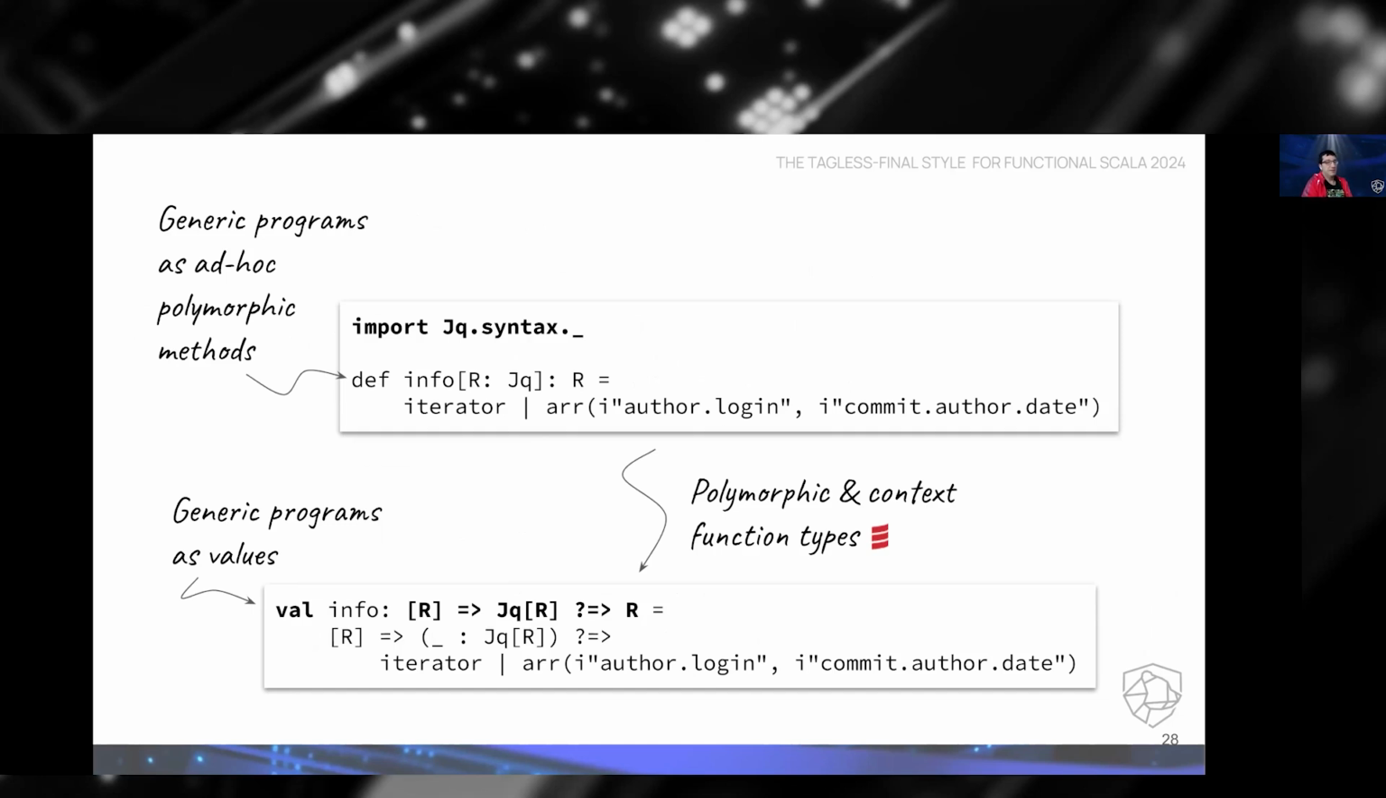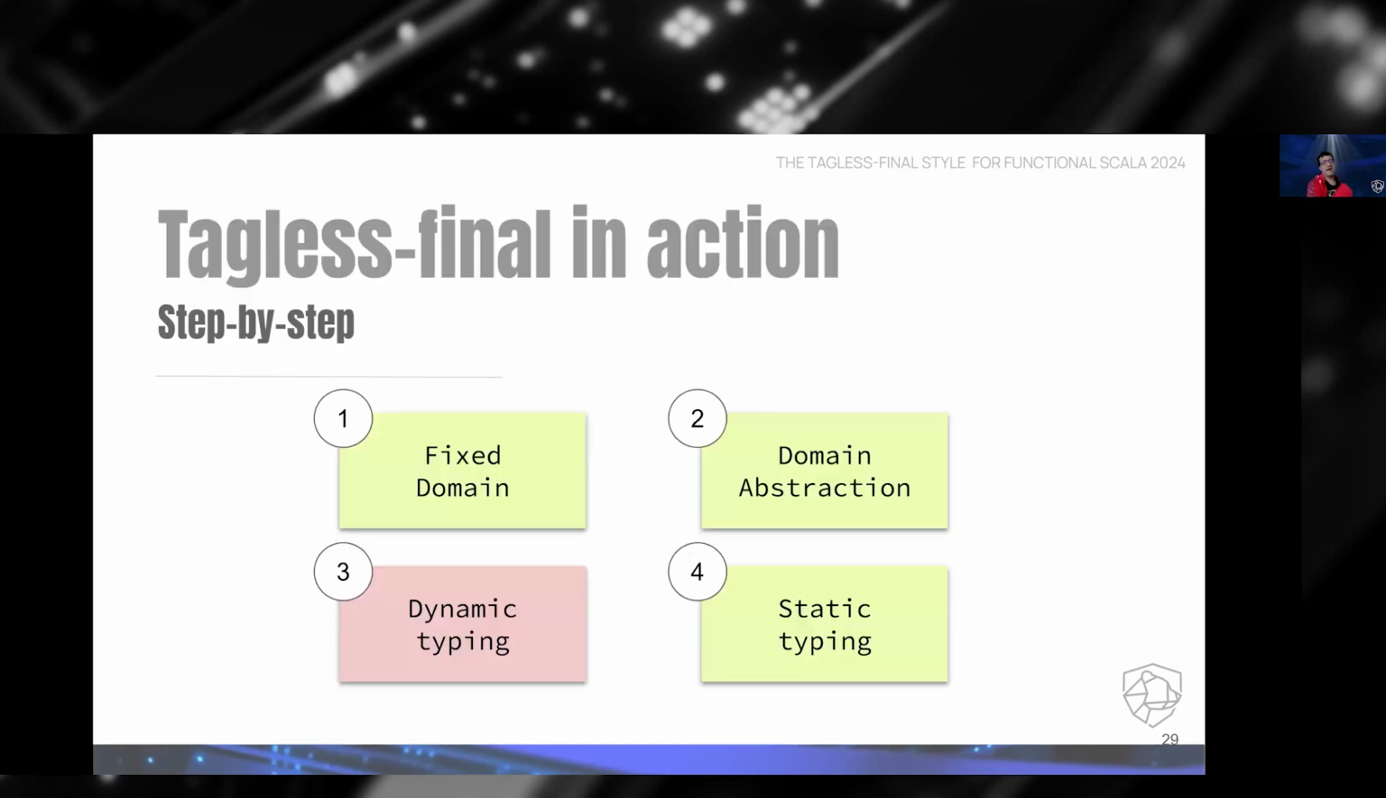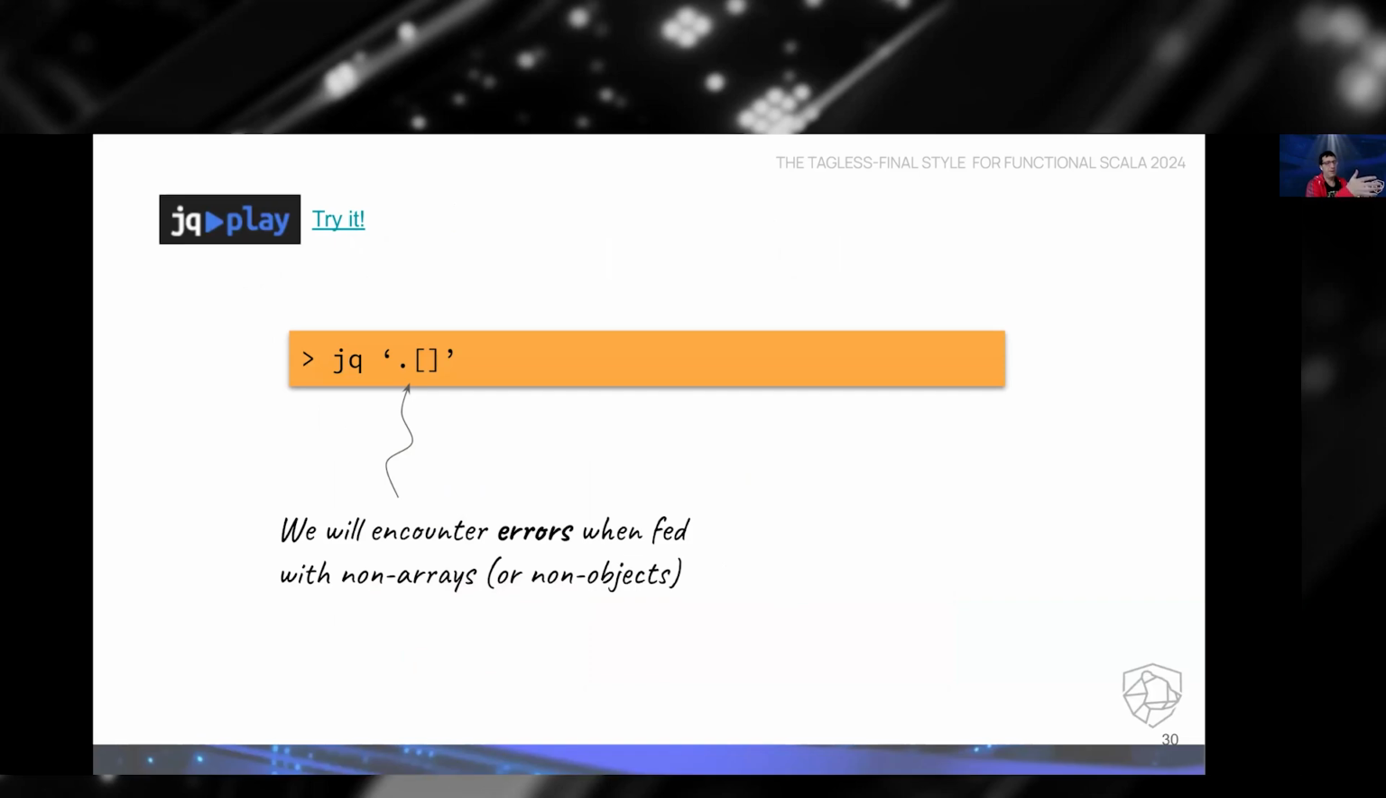Well, this is nice, but this is not necessary at all, okay? But we can already do it. So let's move forward, and now let's deal with types. JQ is a dynamically typed language, which means that we can find type errors at runtime.